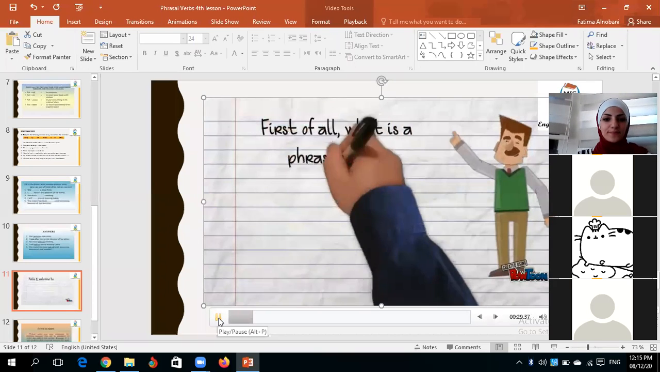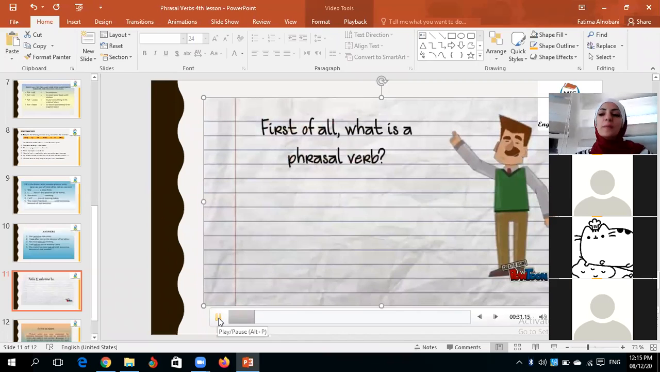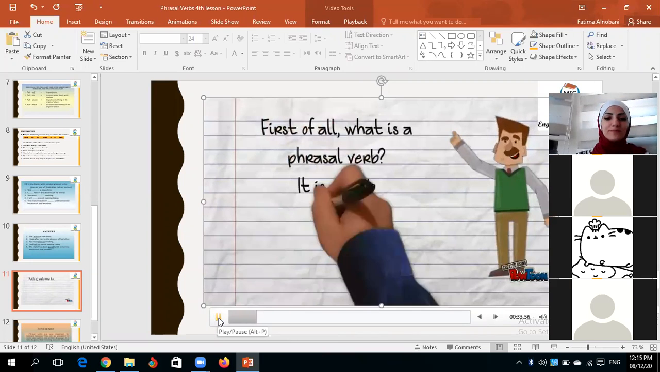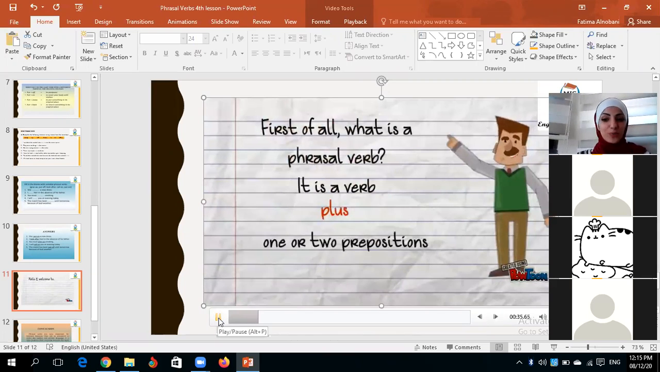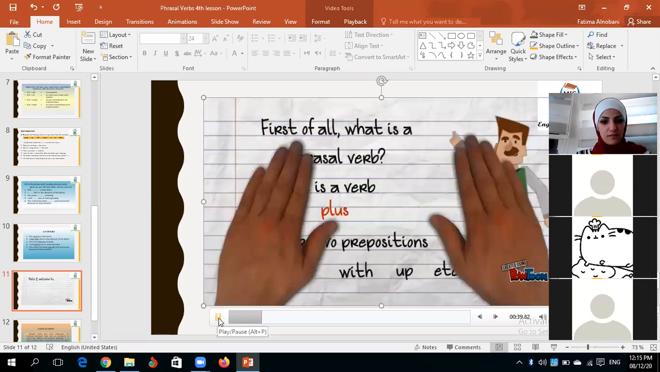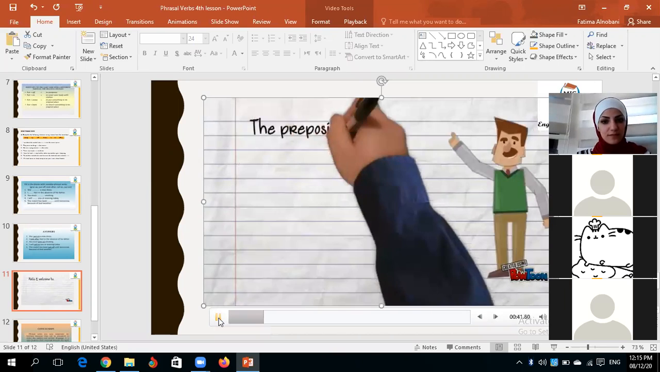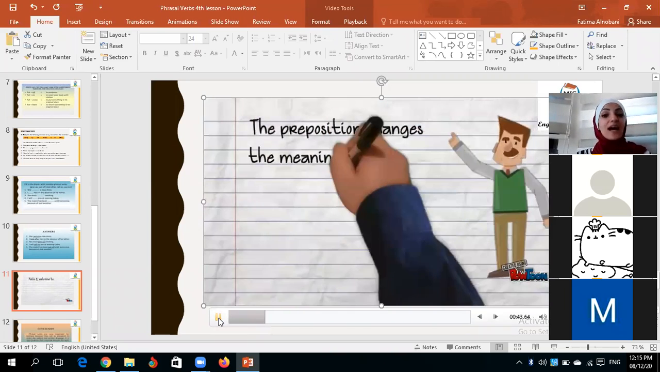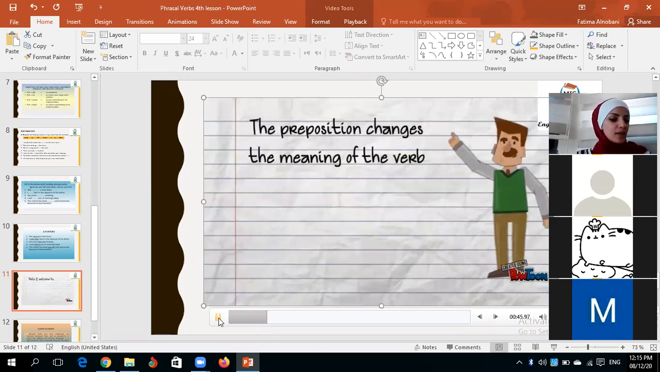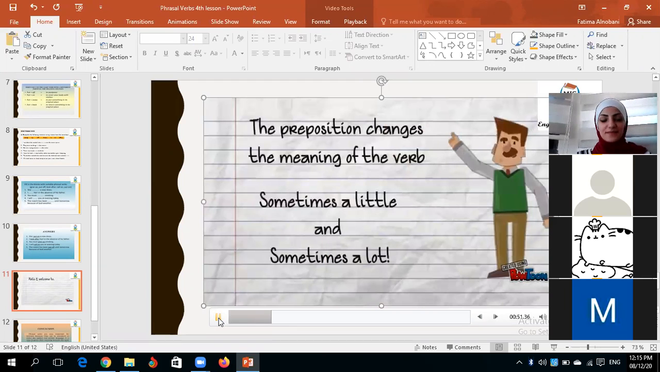First of all, what is a phrasal verb? It's a verb plus one or two prepositions. But we don't call them prepositions. Particles. We call them particles.